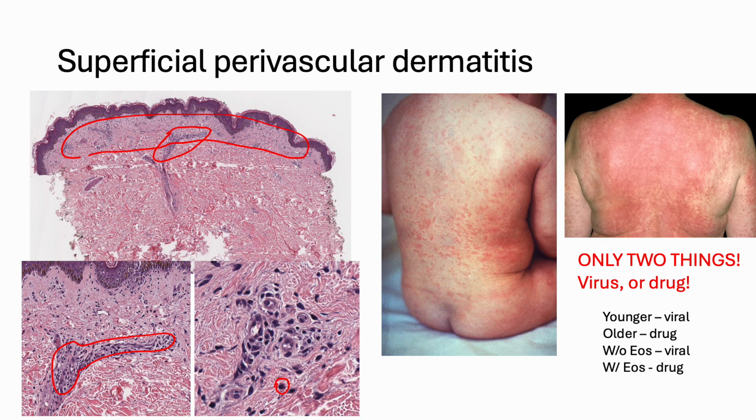How can we tell them apart? It's very difficult if you don't have the entire clinical picture. But in general, if the patient is a younger individual, you should think more viral. If the person is an older individual, think drug. If you see eosinophils, you think drug. If you see no eosinophils, think viral. That's the general rule. I think that's enough for this disorder here.